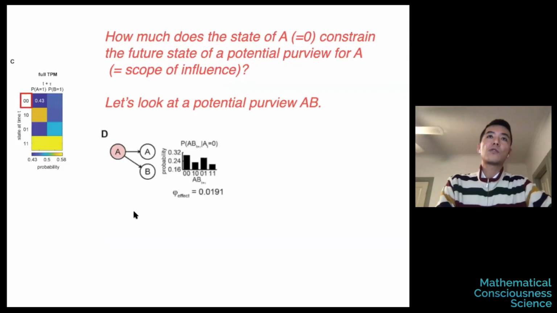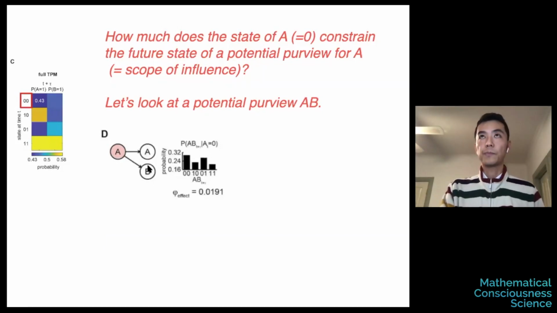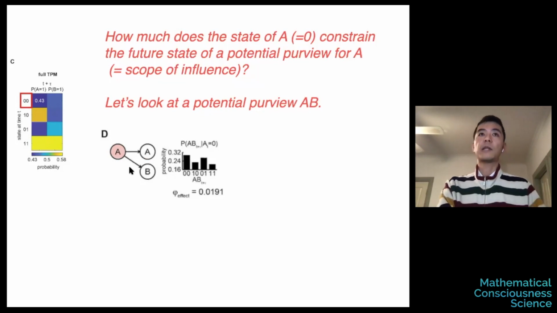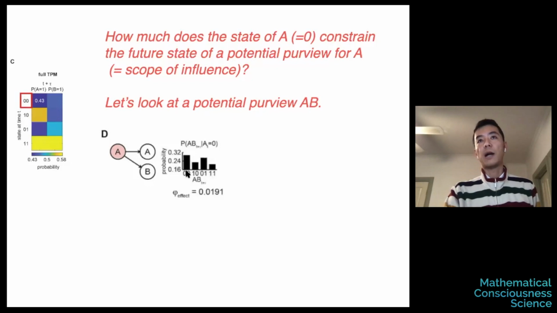So the first step is to look at one particular mechanism, such as A, and then ask the question, how much does the state of A, which is currently zero, constrain the future state of the potential purview, which means the scope of the influence? Because now we are thinking about only the system AB. We start with system AB, and the purview AB as a sort of potential influence that A can make. Based on this transition probability matrix, we can retrieve this type of probability distribution. And 0, 0 specifies A to be more likely zero. That is already showing up with two slightly higher bars than 0.25, which is a uniform distribution for AB's one step future here. Okay, I hope it's clear.